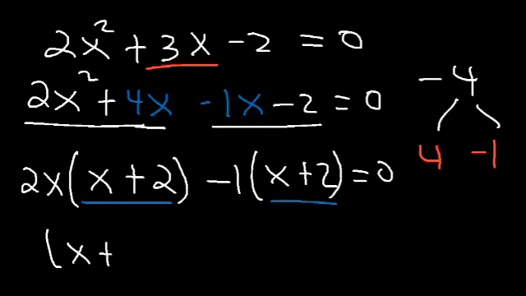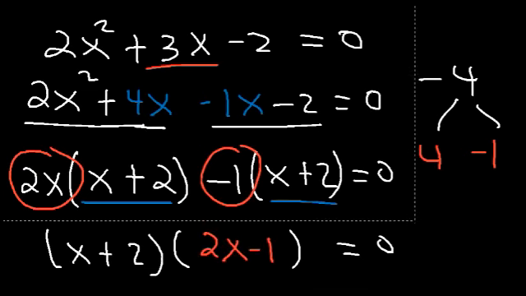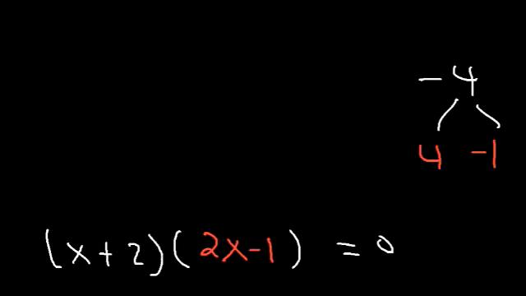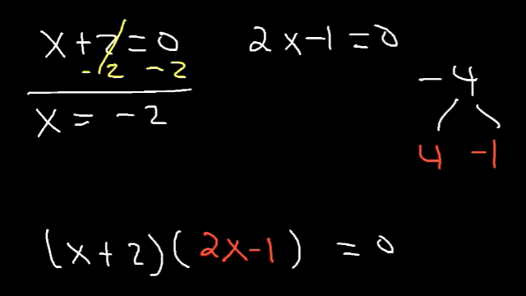So now we're going to factor out x plus 2. What's going to be on the inside of the second parentheses is the stuff on the outside, that's the 2x and the -1. Now at this point we can solve it. Let's set each factor equal to 0 and solve for x. For this one, all we need to do is subtract 2 from both sides, and so x is equal to -2.